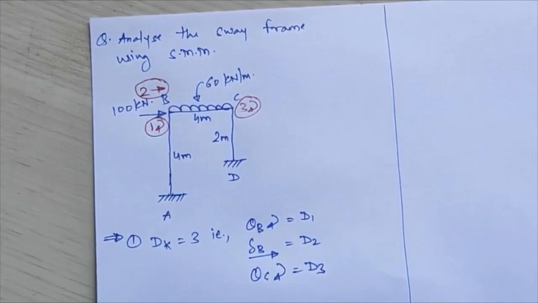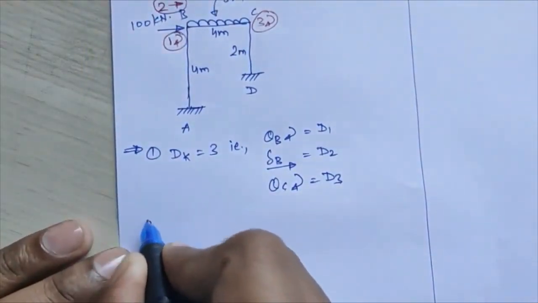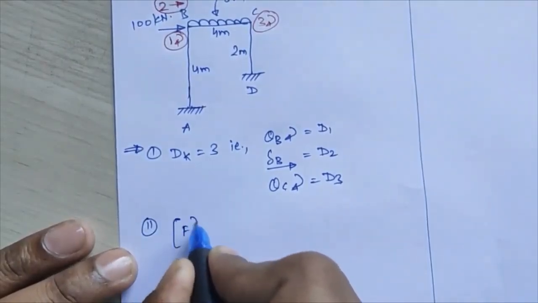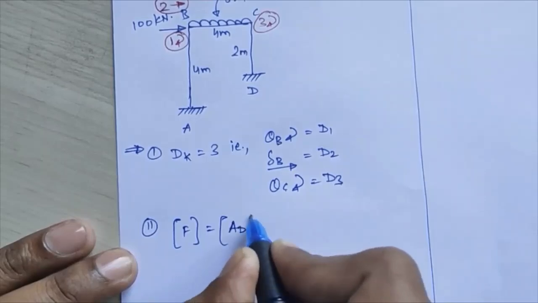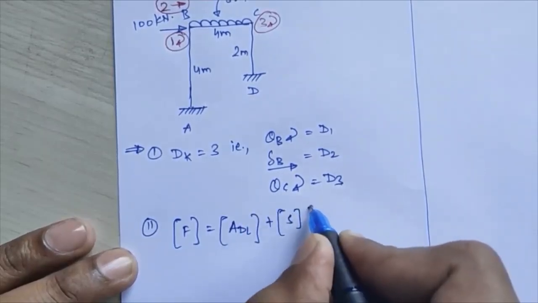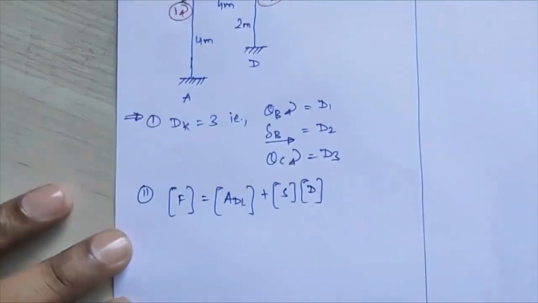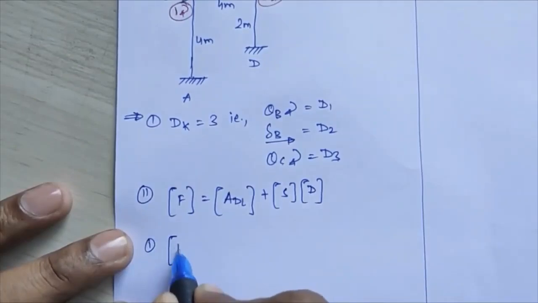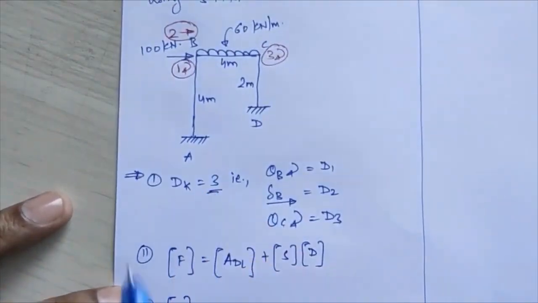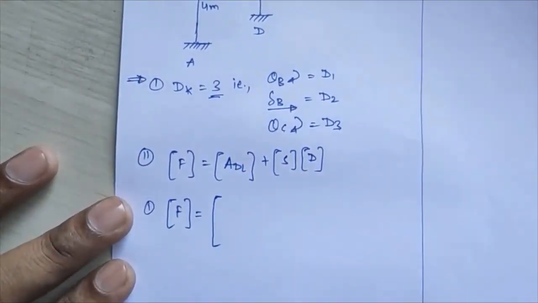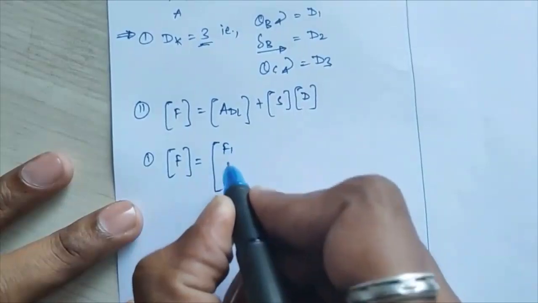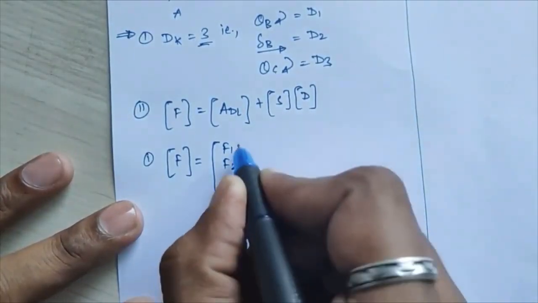That is joint 1, theta B; second, delta B; and third, theta C. Now we'll move to the second step, the basic equation, that is F is equal to ADL plus S into D. We'll calculate the F matrix first. If you see, you are having three redundants over here, so your F matrix will be in terms of F1, F2 and F3.